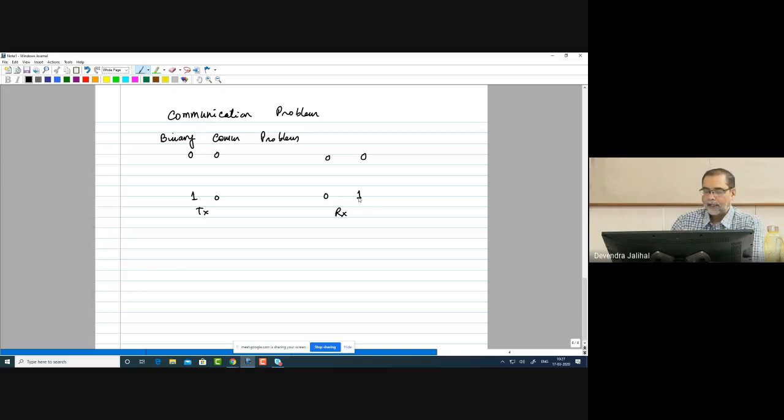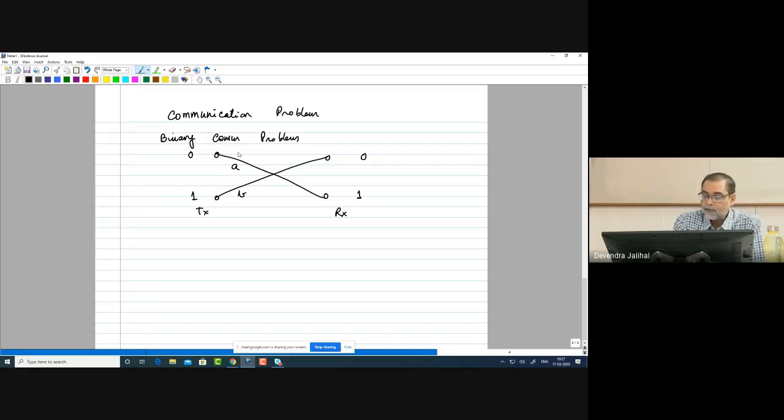And on transmitting 0, with a certain probability A, I will receive 1. Error. On transmitting 1 with a certain probability B, I will receive a 0. So 1 has been transmitted, but the receiver decodes it as 0. So that's an error situation. So A and B represent the crossover probabilities or error probabilities.